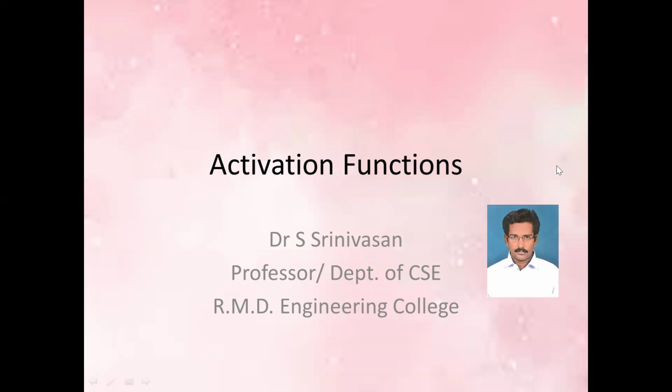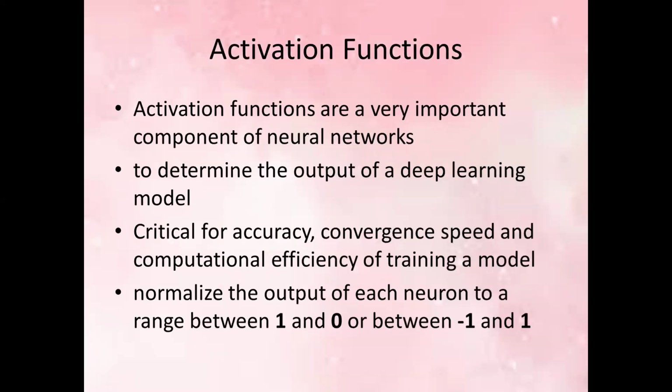In this video's lecture, I'm going to talk about activation functions. Activation functions are very important whenever we talk about artificial neural networks. It is used to determine the output of the neural network model, including deep neural network models. And activation functions are very important to decide the accuracy, control the convergence speed, and determine the computational efficiency of training in the neural network model.